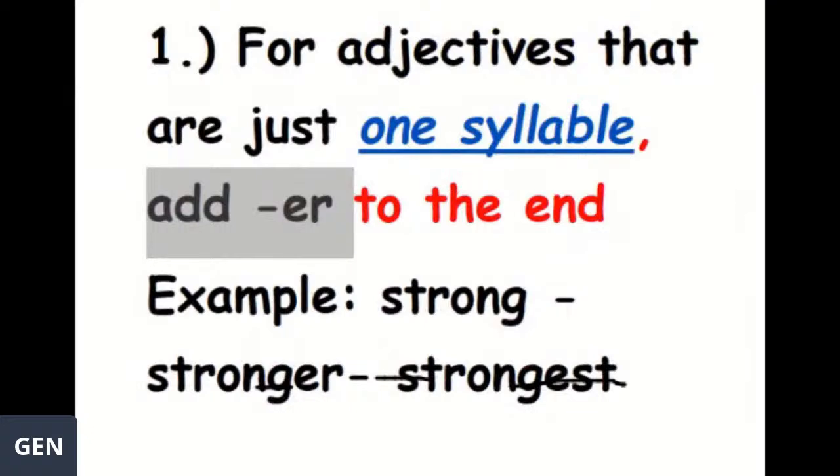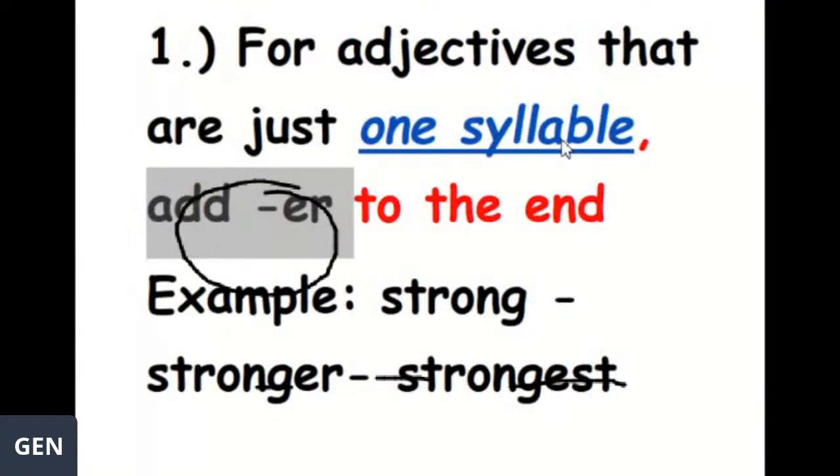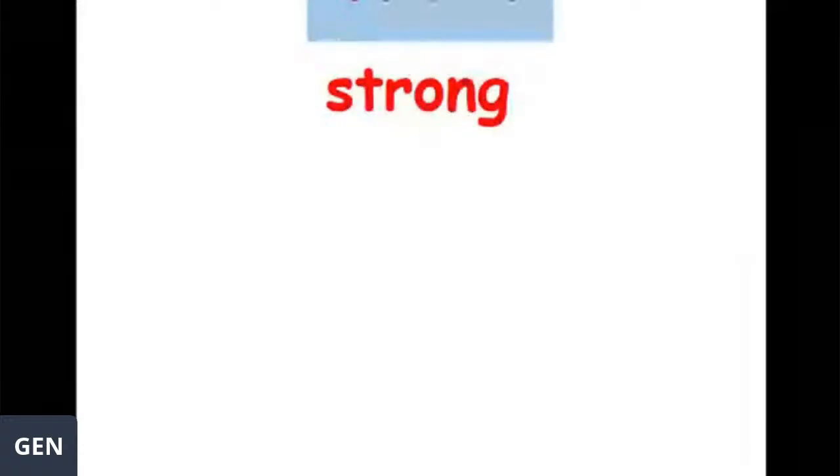Before the formula, we will have the positive first. For the positive, that is the original spelling of the adjective. See, the original spelling of the adjective. For example, this is the positive. The positive is the original spelling. So I'm gonna give you strong. That's the original spelling of the adjective. So positive, strong.